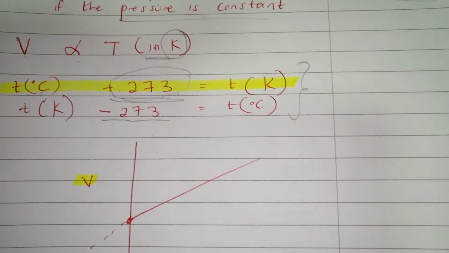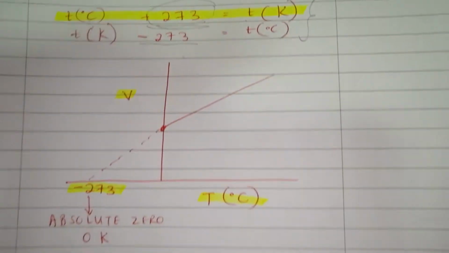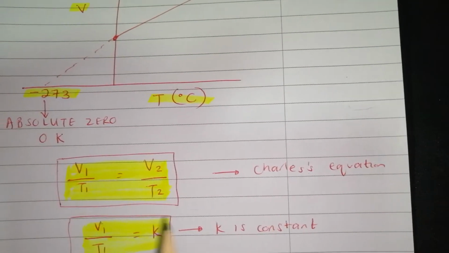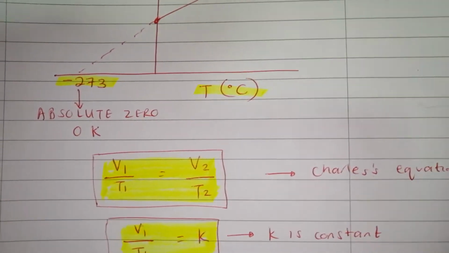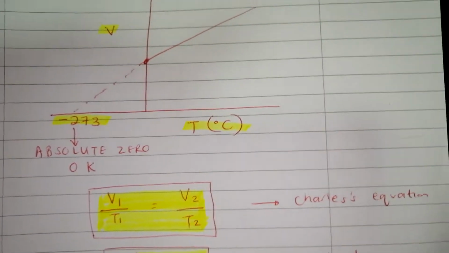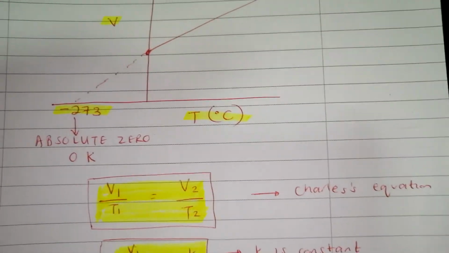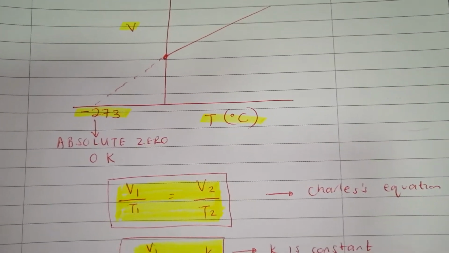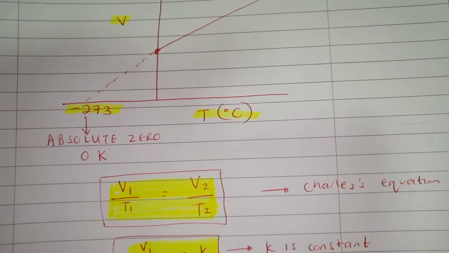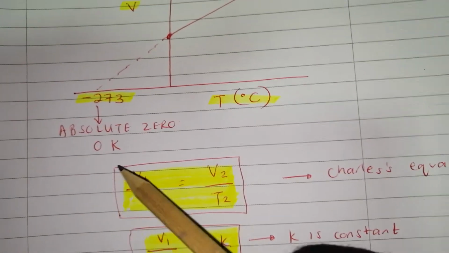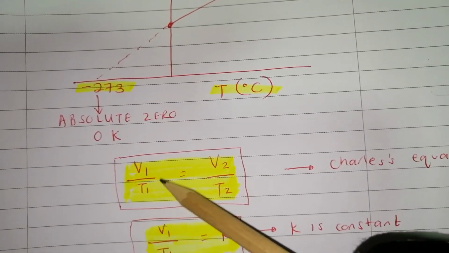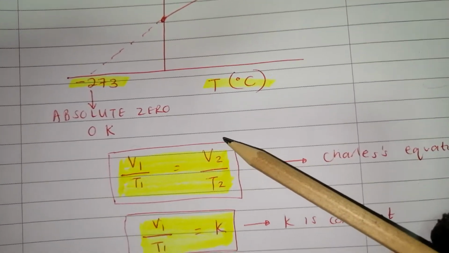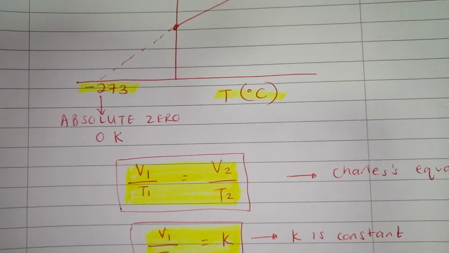Okay, now from this definition, we come up with this formula, which is Charles' equation, and it is V1 over T1 is equal to V2 over T2. Now, can you see that it's similar to Boyle's law? You're also having two pressures and two volumes. Now, for Charles' equation, you have two volumes and two temperatures, but here they are divided by each other.